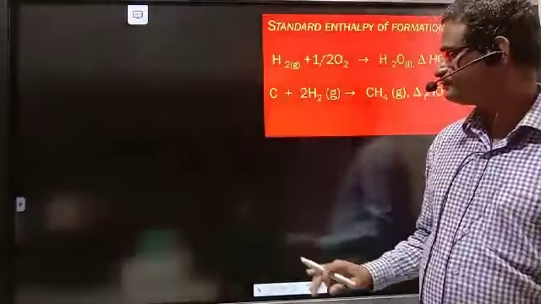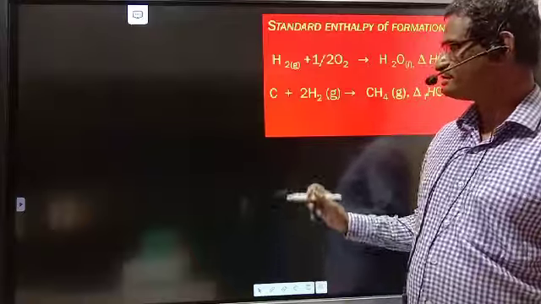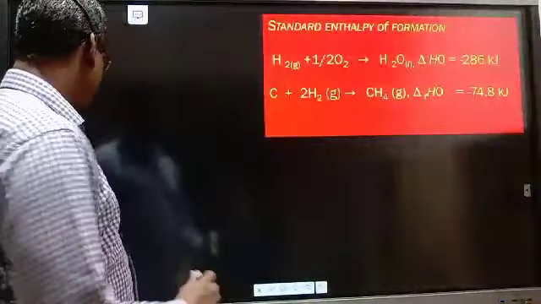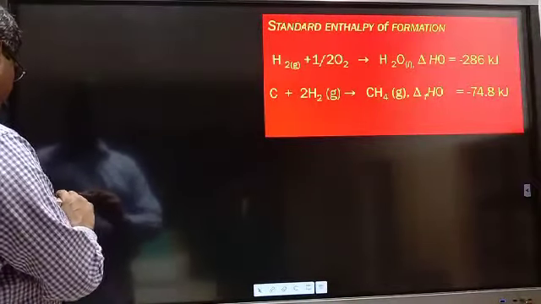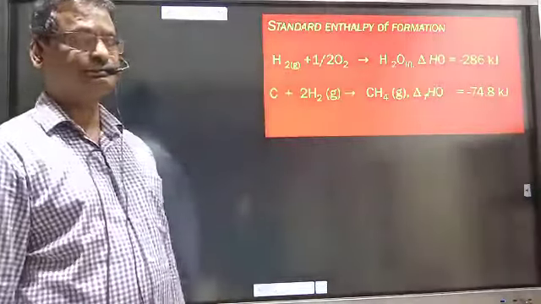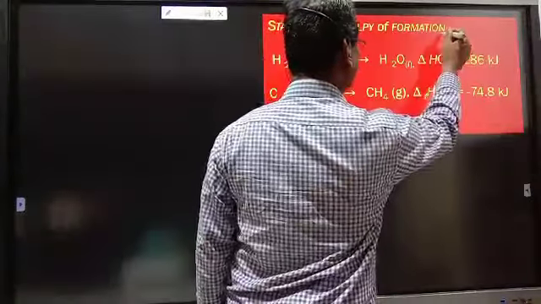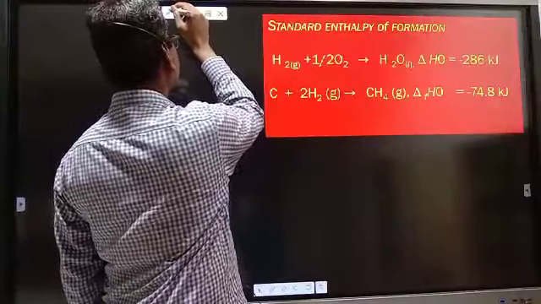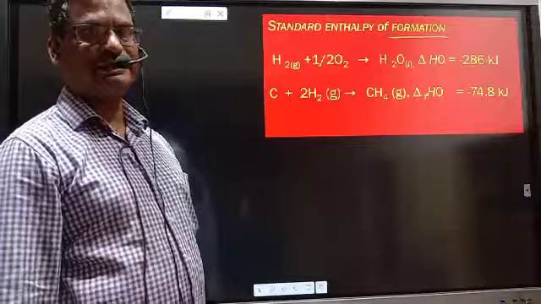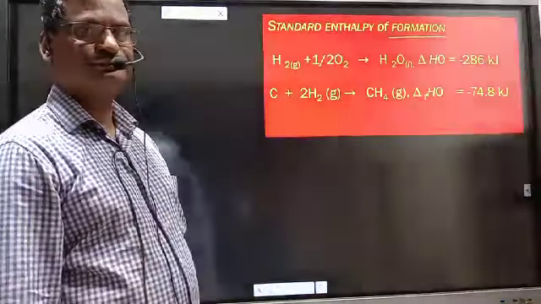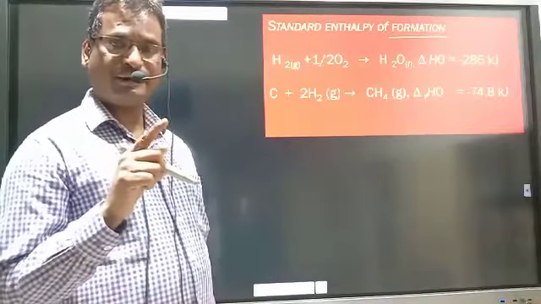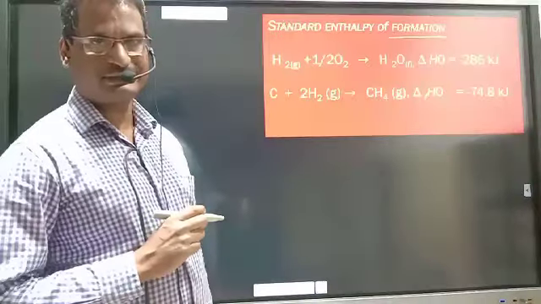And in this lecture, we are supposed to complete the standard enthalpy of formation and standard enthalpy of combustion. Now let us see one by one what is meant by enthalpy of formation and enthalpy of combustion. What is formation? Formation is the process where 1 mole of substance is formed from its constituent elements. The process where 1 mole of substance is formed from its constituent elements is known as formation.